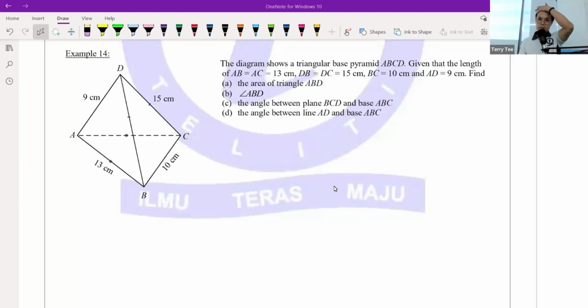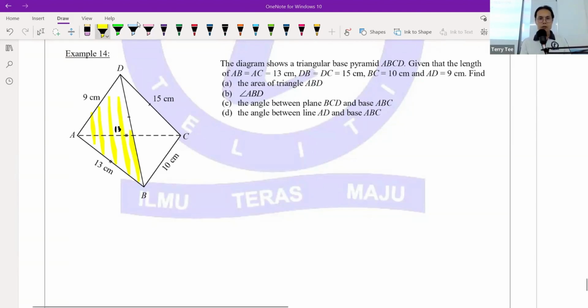The diagram shows a triangular base pyramid, ABCD, and the lengths of AB and AC are the same. They are both 13 and 13. Okay. DB, DC is now 15. Okay. BC is 10. AD is 9. So we're supposed to find the area of triangle ABD. So for ABD, right, let's focus on this. ABD is this side. The yellow part, right? Now, we know this is 15.